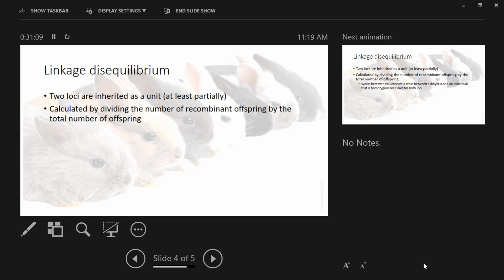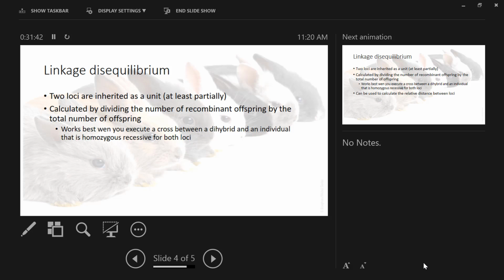Now, real quickly, I want to show you where this is done best, and then we'll work an example. This always works best when we cross a dihybrid individual, an individual that is heterozygous at both loci that we suspect might be linked in some way, with an individual that is homozygous recessive for both loci. Okay? Shall we? Yeah, we shall.